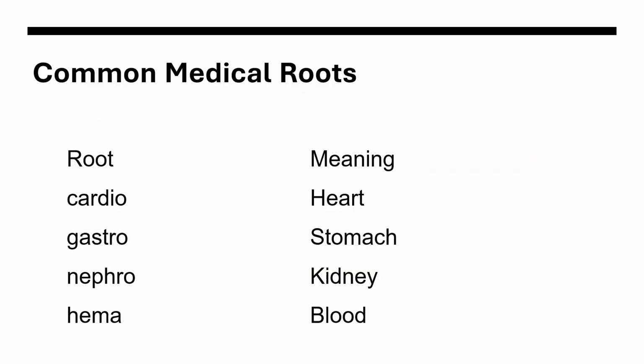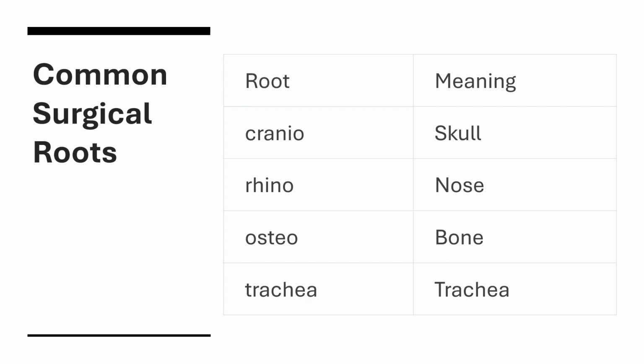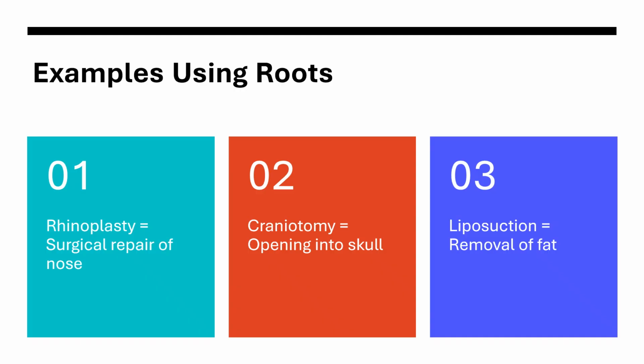Root words give the main meaning of medical terms. Many roots refer to organs or body systems. These root words are frequently used in healthcare terminology and surgical procedures. Surgical roots are commonly used to describe procedures involving body structures. By combining roots and suffixes, many medical procedures can be understood easily.